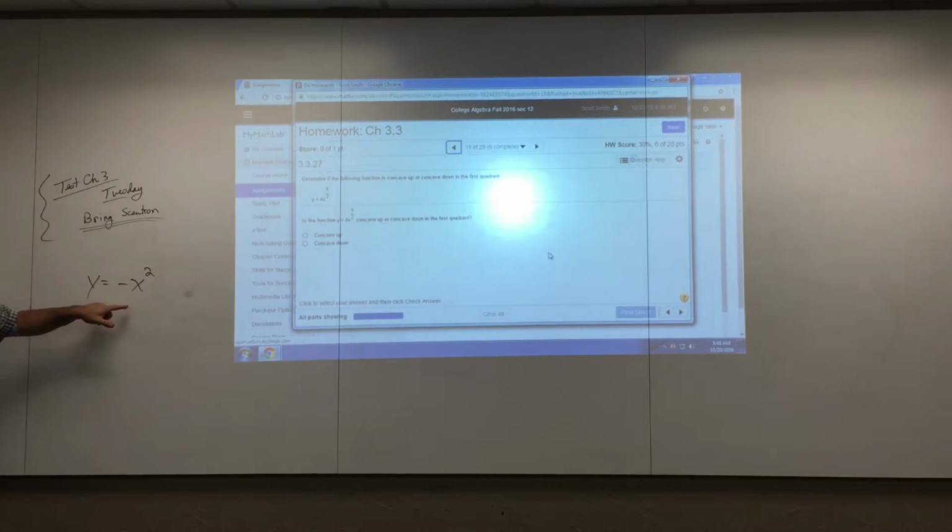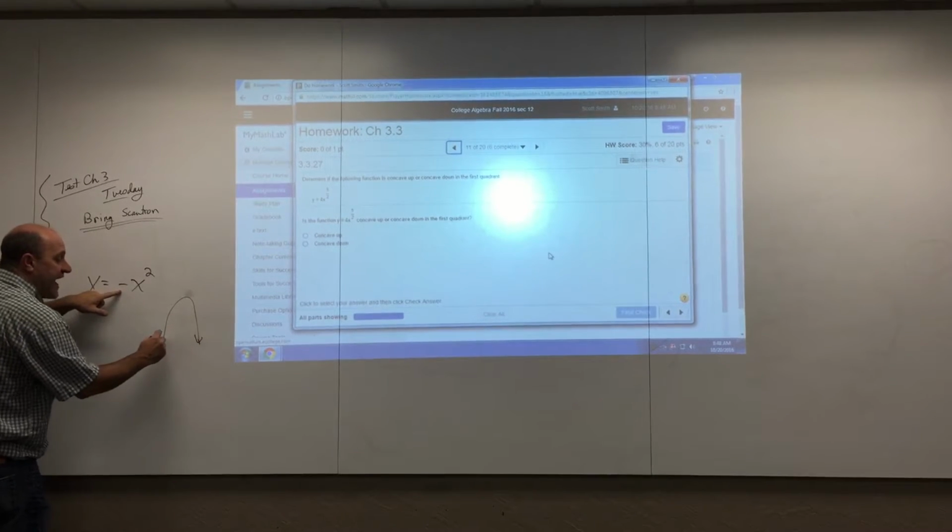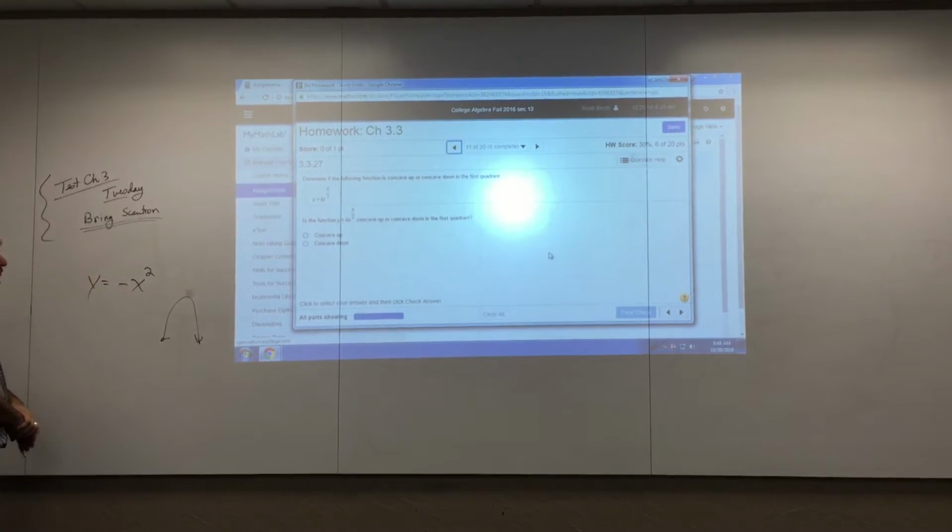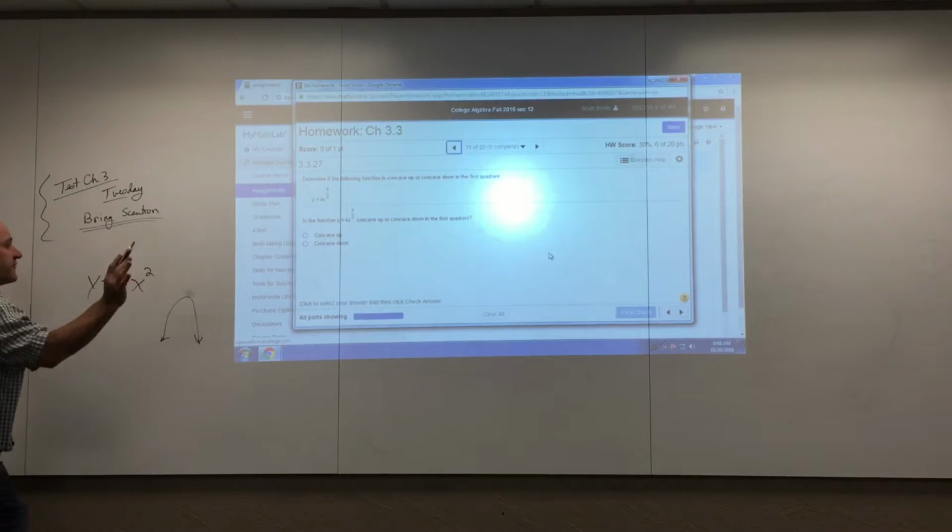Anyway, so what about this parabola? Does it open up or open down? Down. Because of the negative sign, it opens down. If it opens down, that is concave down. That's true. But this is a different question.